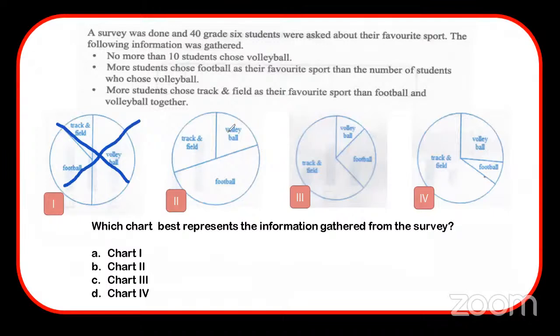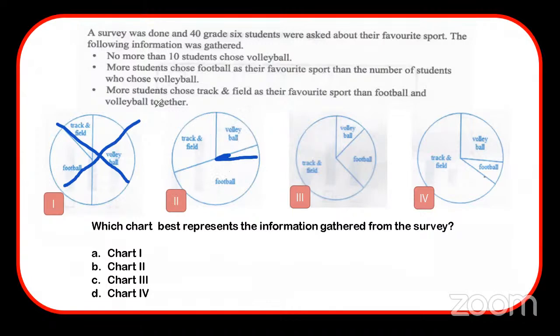So it says here that no more than 10 students chose volleyball. And so, of course, halfway here would be 10. So this part shows that yes, less than 10 students chose volleyball. But let's look at the other one. More students chose football as their favorite sport than the number of students who chose volleyball. So more students chose football than volleyball. Here we definitely have that, where more students chose football than they did volleyball.